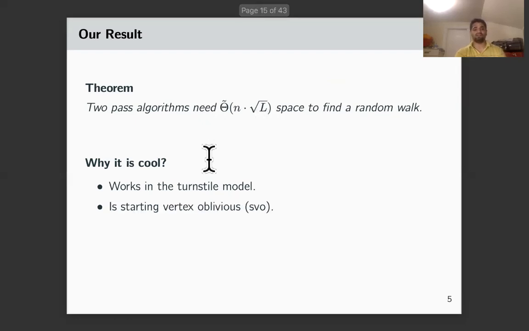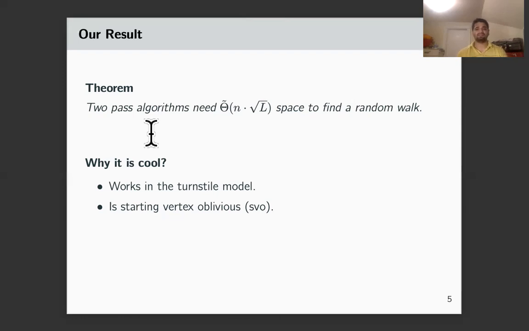Moreover, our algorithm has another nice property that it is actually oblivious to the start vertex, or it is an SVO algorithm. What this means is the algorithm actually does not care about which vertex the random walk starts from till the very end. For all its execution, for both of the passes that it's doing over the sequence, it can have absolutely no information about the start vertex. And only when it needs to output the random walk will it need the vertex that it's starting from.